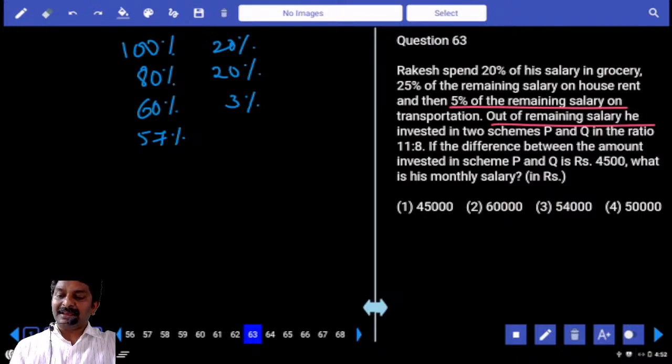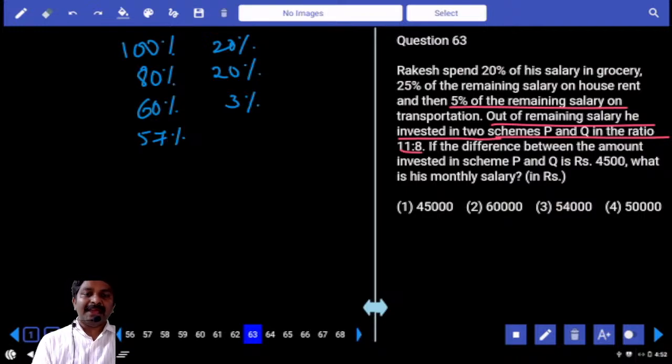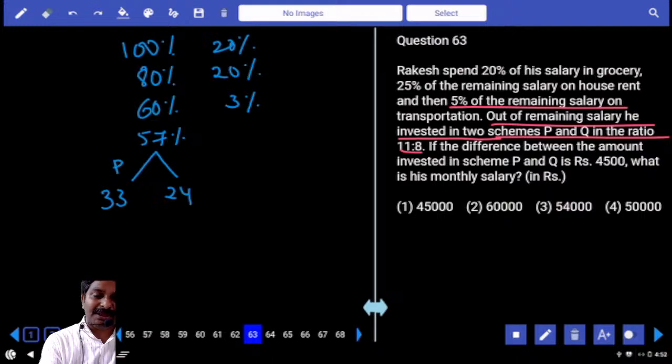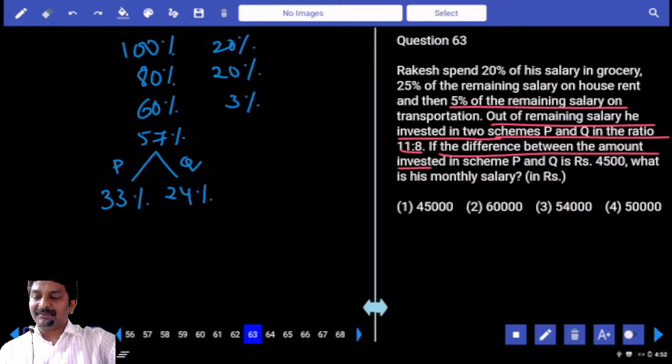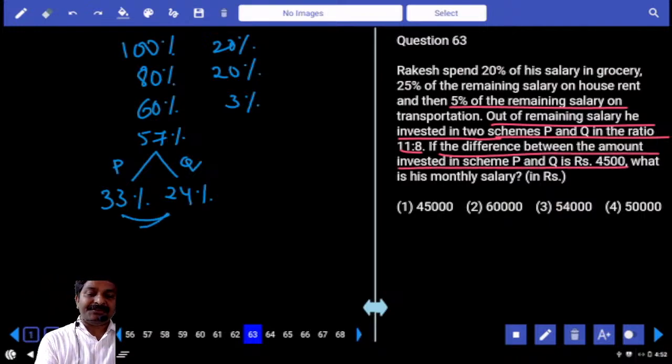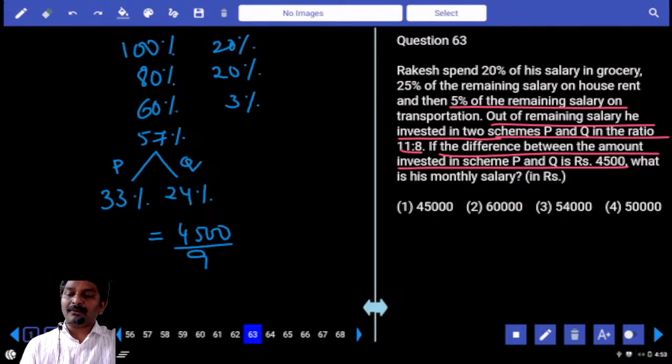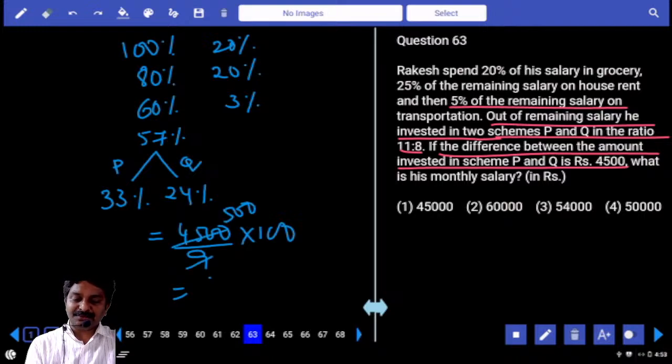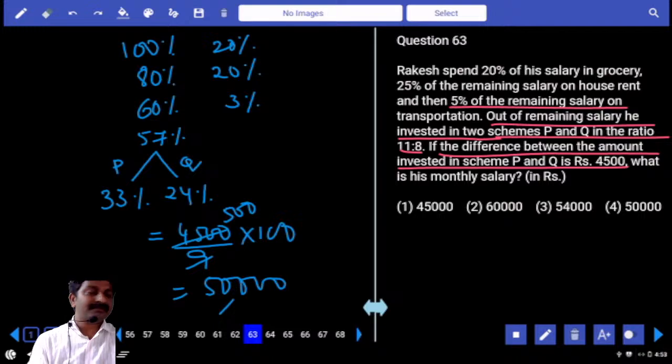Out of the remaining salary, he invested in schemes P and Q in the ratio 11:8. 19 parts. 19 3 times. 11 3s 33. 8 3s 24. This is in P and this is in Q. If the difference between amount invested in P and Q is 4,500. Difference here is 9%, which is equal to 4,500. 1% value is 500. And what is monthly salary? 100%. 500 times 100, which is 50,000.